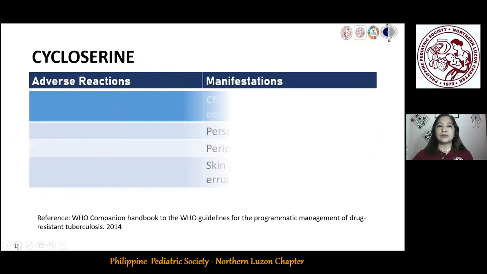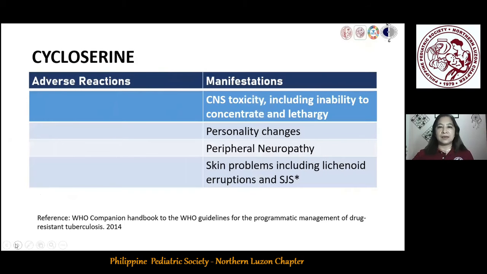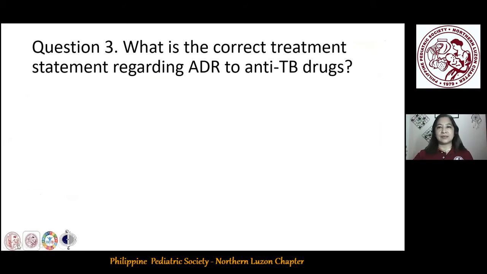And for cycloserine, these are mainly the manifestations. It can be CNS, like lethargy, decreased concentration, personality changes, peripheral neuropathy, but there can also be dermal complications such as lichenoid eruptions and even Stevens-Johnson syndrome. So next, to the third question: what is the correct treatment statement regarding ADR to anti-TB meds?